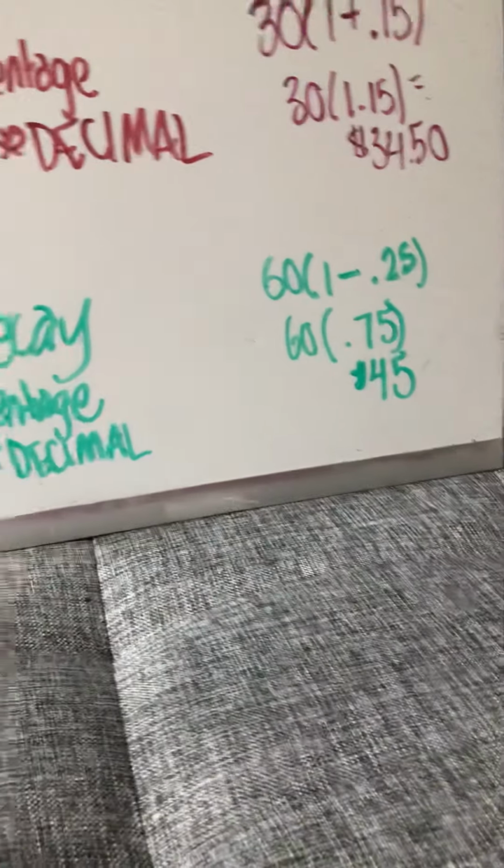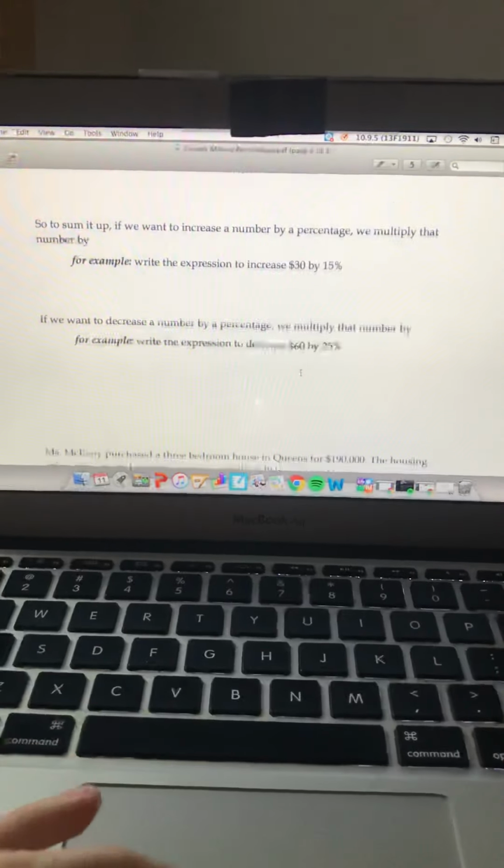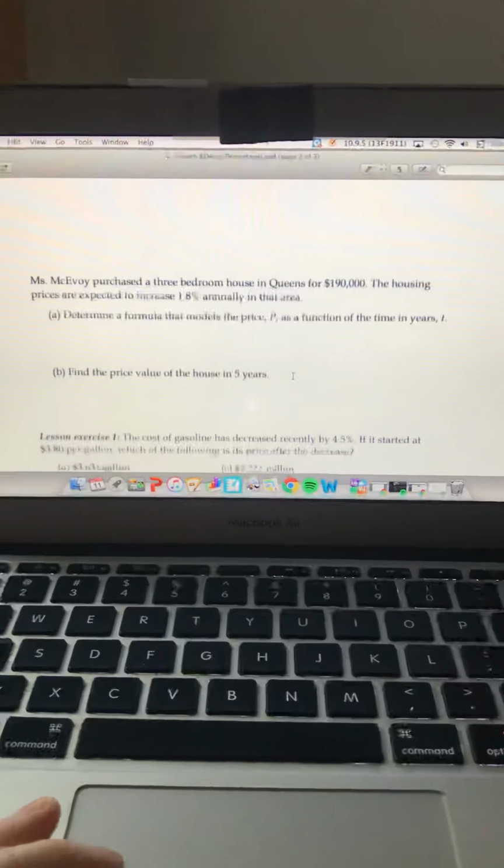All right. I left you with a few examples to practice. Some are just setting up the equation, and some of them are actually solving for it.